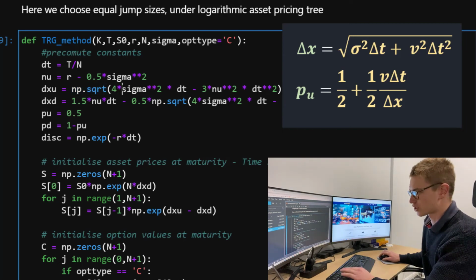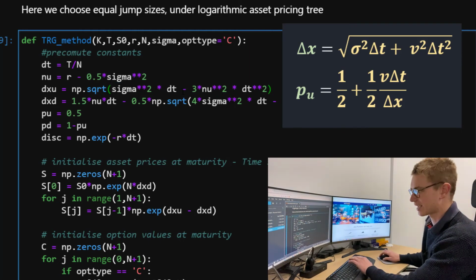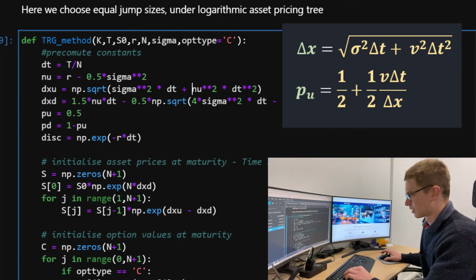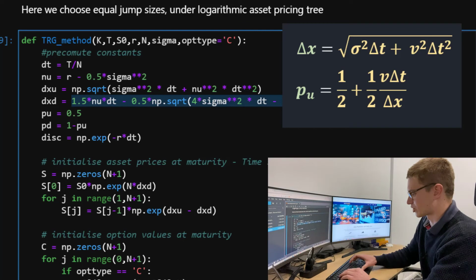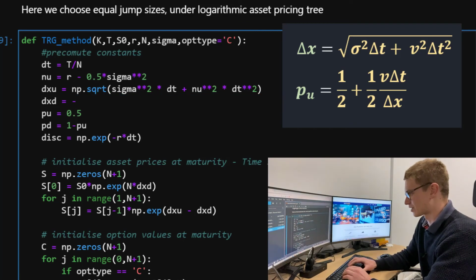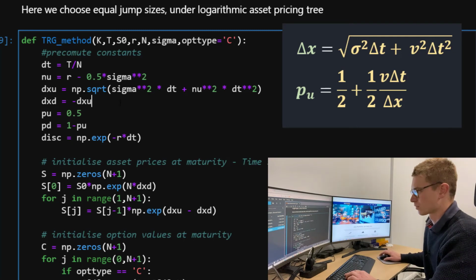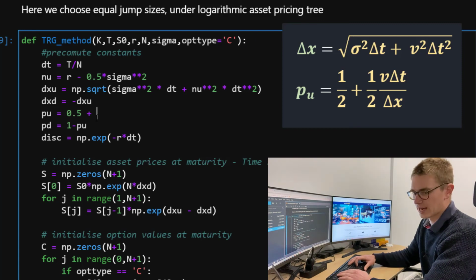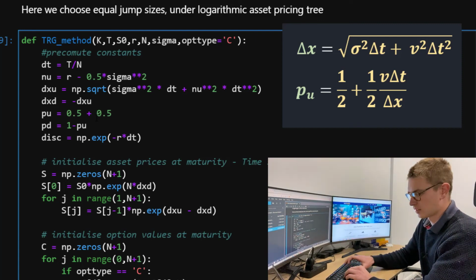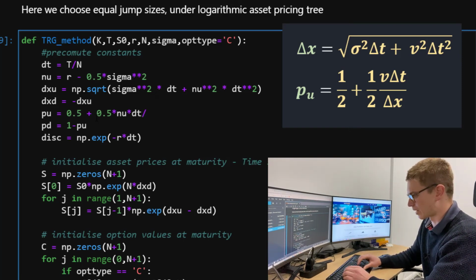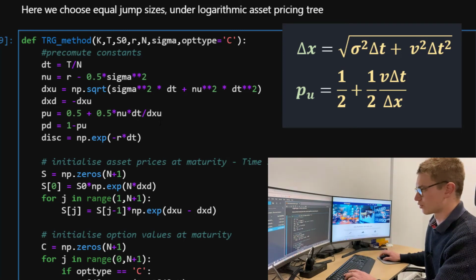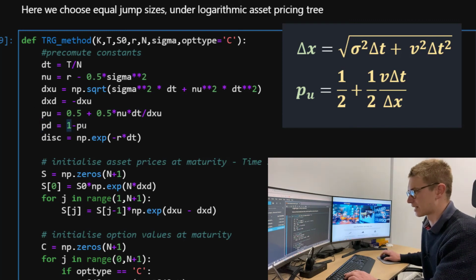Looking at the formula on the screen, we've got sigma squared times dt plus nu squared times dt squared. And the down factor is just going to be the exact same but negative. So we can just go negative dxu. Now the probabilities are a little bit different. The probability up is 0.5 plus 0.5 times nu times dt divided by dxu. So once you've got that, we can calculate the probability of down, 1 minus pu.